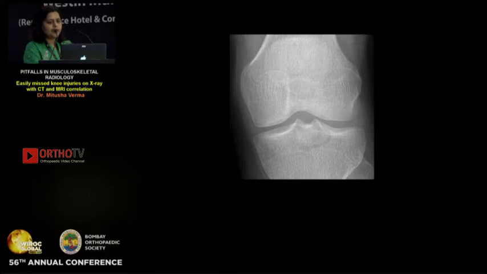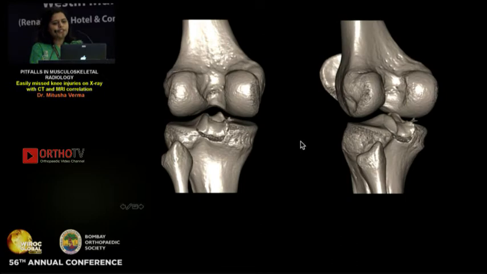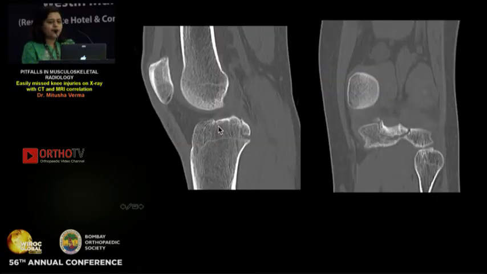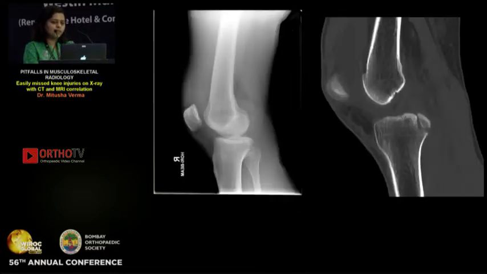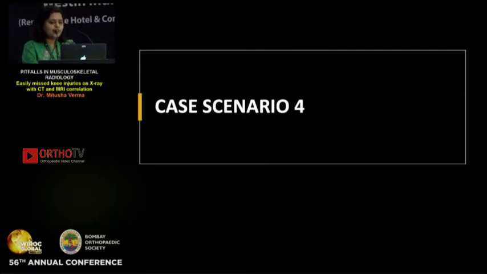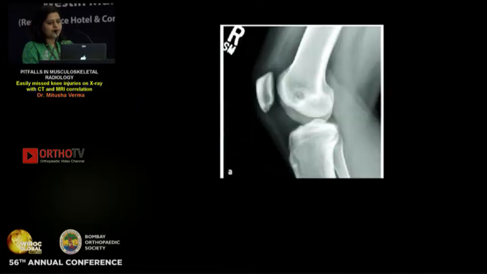So another example, similar findings here again, and we can see the CT reconstruction telling us about this fractured fragment. So CT has this wonderful capability of reconstruction, and patients who are getting in for surgeries, they give excellent idea for pre-surgical planning. So these are the examples of avulsion fractures, PCL.